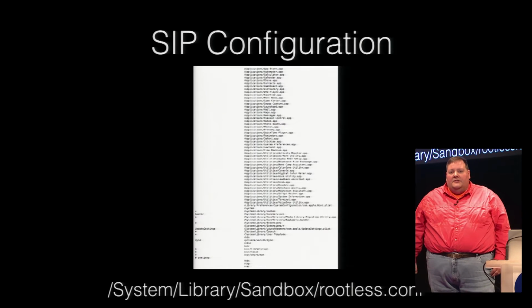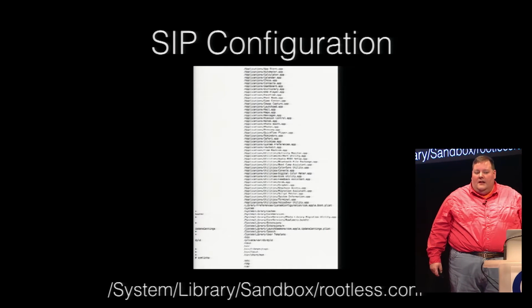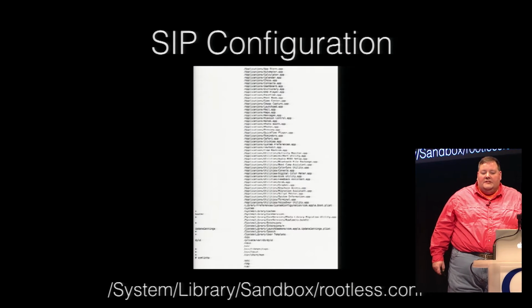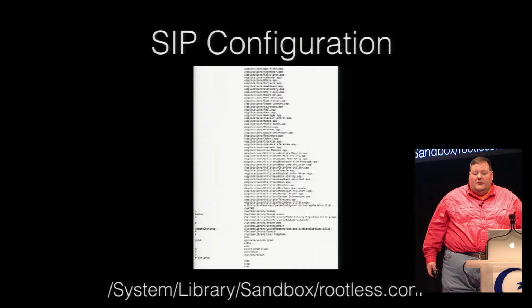So SIP has a configuration file, which is available in /System/Library/Sandbox and is named rootless.conf. Now it lists all the applications and top-level directories which SIP is protecting. So this is a list that's kind of hard to read all at once, so I'm going to break it down into what's protected in applications and what's being protected outside of applications.